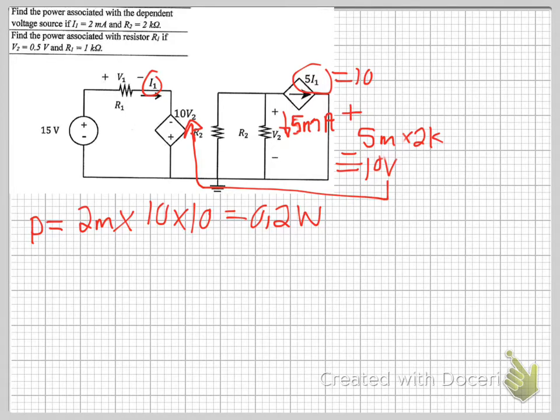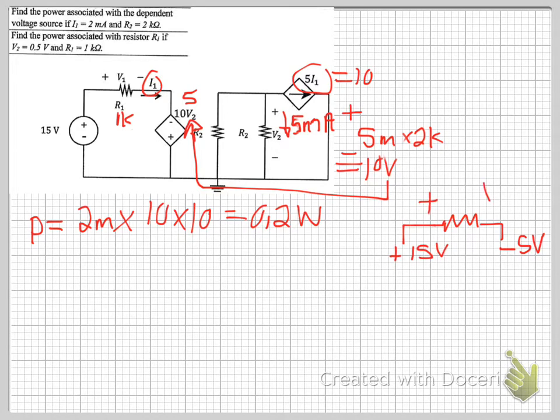The next question says we should find the power associated with the resistor R1 if V2 is equal to 0.5 volts and R1 is 1K. So you've got a 1K there, and 10 multiplied by 0.5 means you've got 5 volts here, right? So in your system you have a negative 5 volts here, and on the other side you have a positive 15 volts.